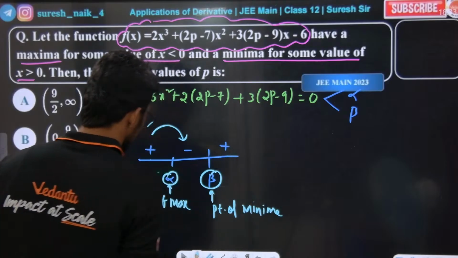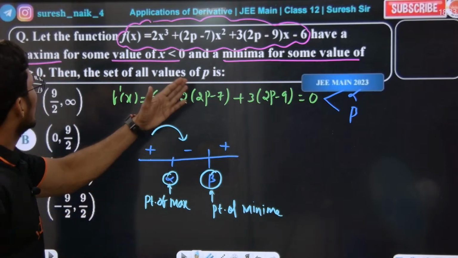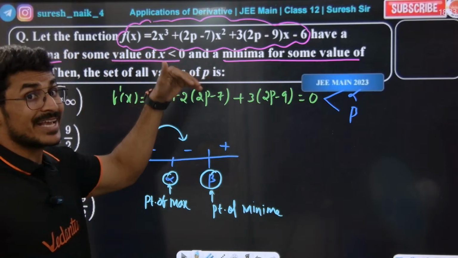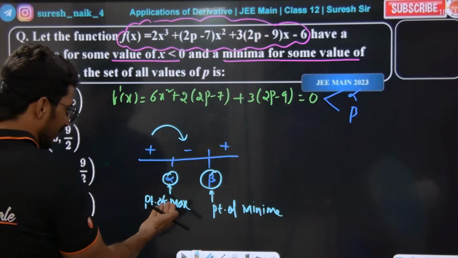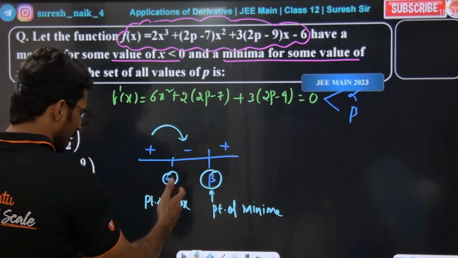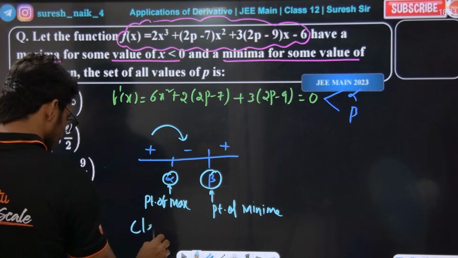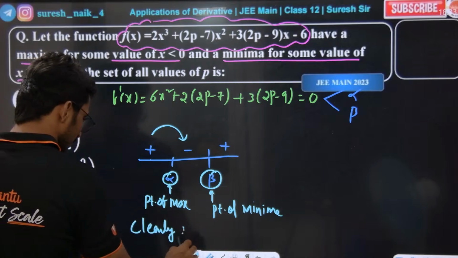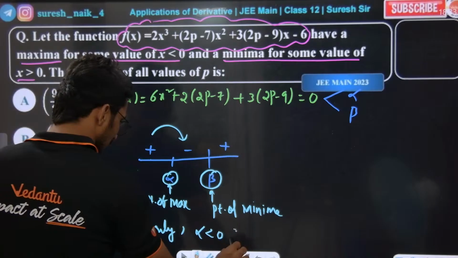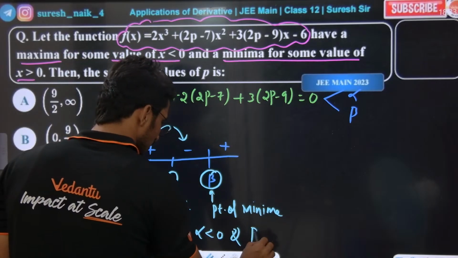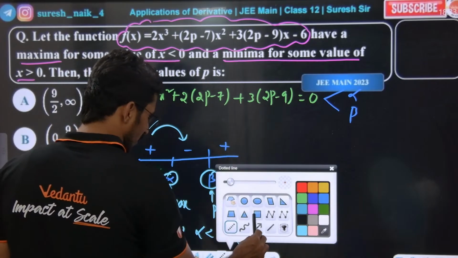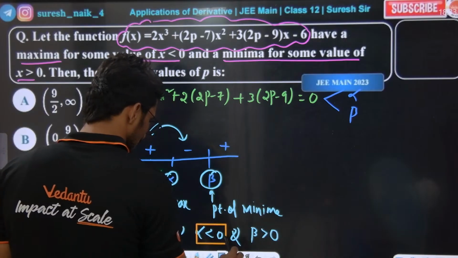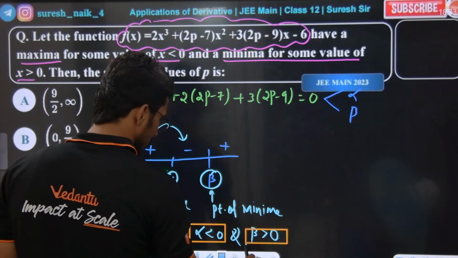Point of minima. So definitely, the point of maxima is for some value of x less than 0. X less than 0, the point of maxima has come here, and the minima has come here. So definitely, clearly alpha should be less than 0 and beta should be positive. Question over, sir. Alpha should be less than 0, beta should be greater than 0.